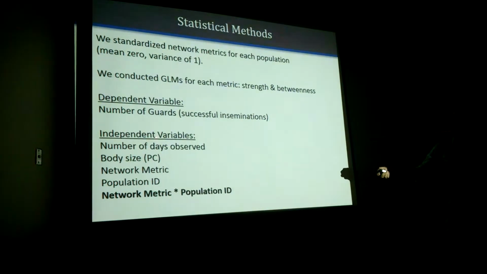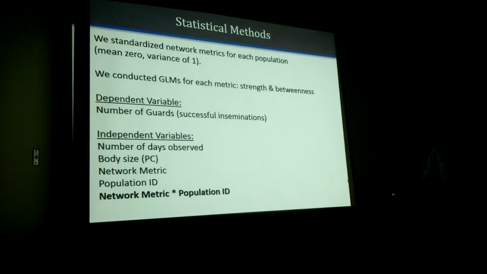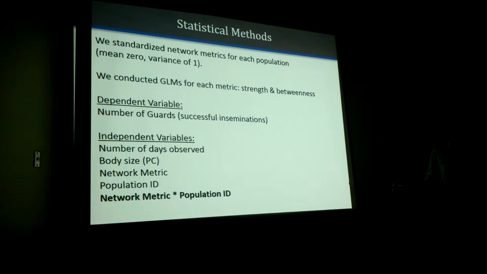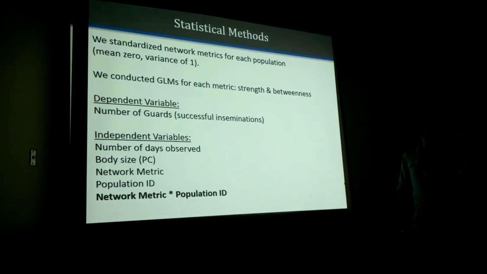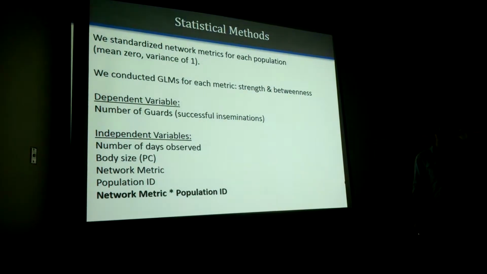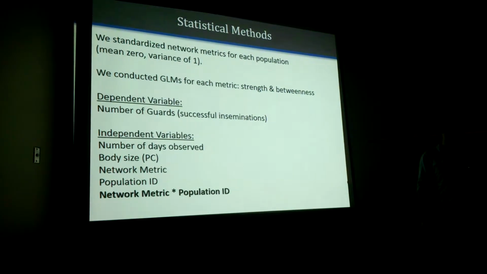And for our independent variables, we included these things that we've seen to be under selection before. As well as the most important thing I want you to focus on here, the network metric by population interaction. So we're looking for differences in slope for those selection gradients.